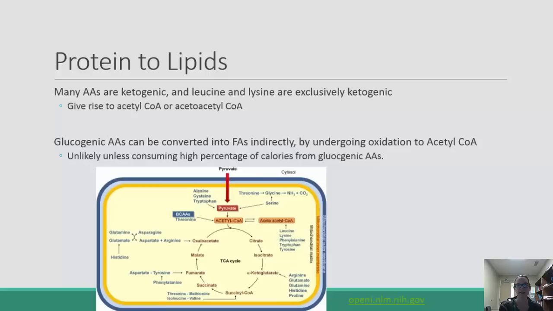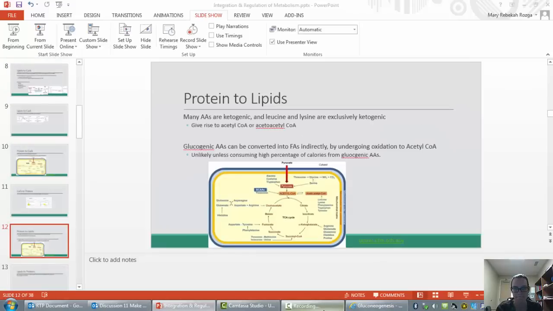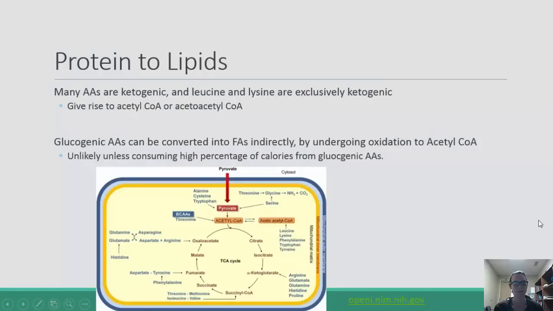Now, this is really kind of tricky because glucogenic amino acids can be converted. Okay. Now, we know that glucogenic amino acids can be converted into fatty acids indirectly, okay? Because they undergo oxidation to acetyl-CoA, and acetyl-CoA can then be converted to fatty acids. But this is really unlikely unless we were consuming a really high percentage of calories in our diet from glucogenic amino acids.